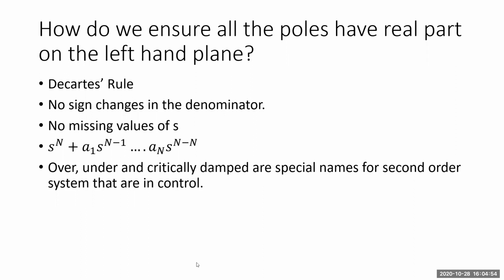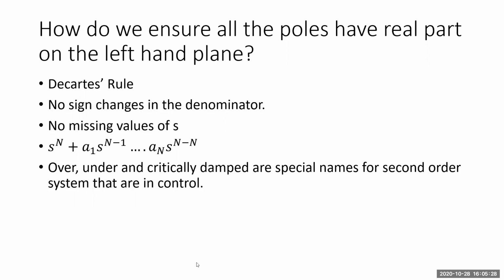So there's something called Descartes' rule, which tells you the number of poles, and it's really kind of involved, to tell you the exact number of poles that are in one place versus another. But here's the thing. We don't care how many poles are on the right-hand side. We just have to make sure there are none. We've got to make sure they're all on the left-hand side. That's actually really, really easy.